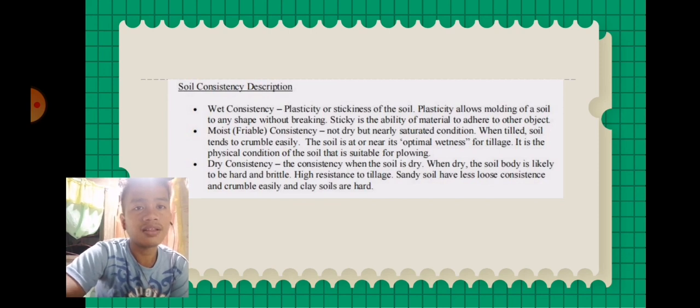Dry consistency is the consistency when the soil is dry. When dry, the soil body is likely to be hard and brittle, with high resistance to tillage. Sandy soils have a loose consistence and crumble easily, and clay soils are hard.